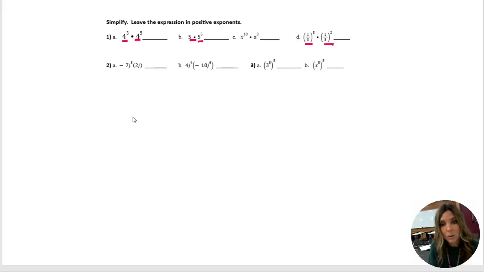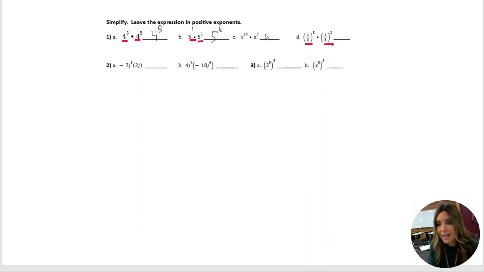So when we have 4 to the 3rd times 4 to the 5th, that is going to be 4 to the 8th. When we have a 5, remember that this is really 5 to the 1st power. We have some invisible math happening here. Even though the 1 is not written there, you need to know that that really is 5 to the 1st power. So 5 to the 1st times 5 to the 5th would be 5 to the 6th.